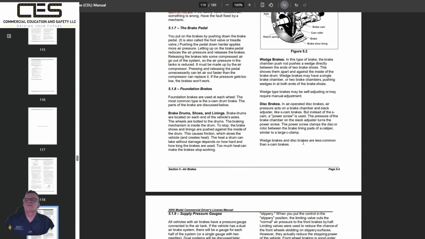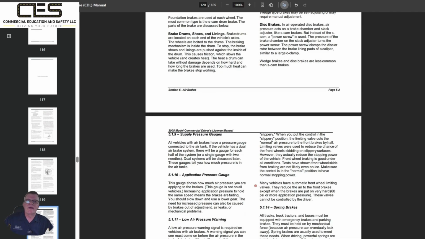Wedge brakes and disc brakes are less common than S-cams. This says 2005 model. Some of this stuff is still the 2005, but if you go further through the manuals, you'll see they have amendments that are updated to today's stuff. So when they wrote this, that is less common, that's not necessarily a true statement anymore. They're more and more common. Like I said, the trucks I just bought are not brand new, but 2023s, they've got a disc all the way around. So it's becoming more and more common because I think they're started perfecting this technology now that they couldn't have done 30 years ago or didn't have the ability to.